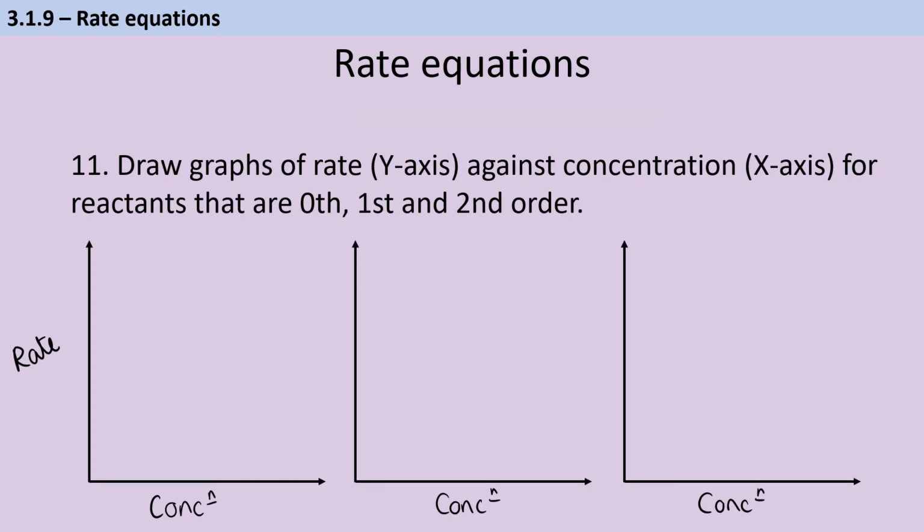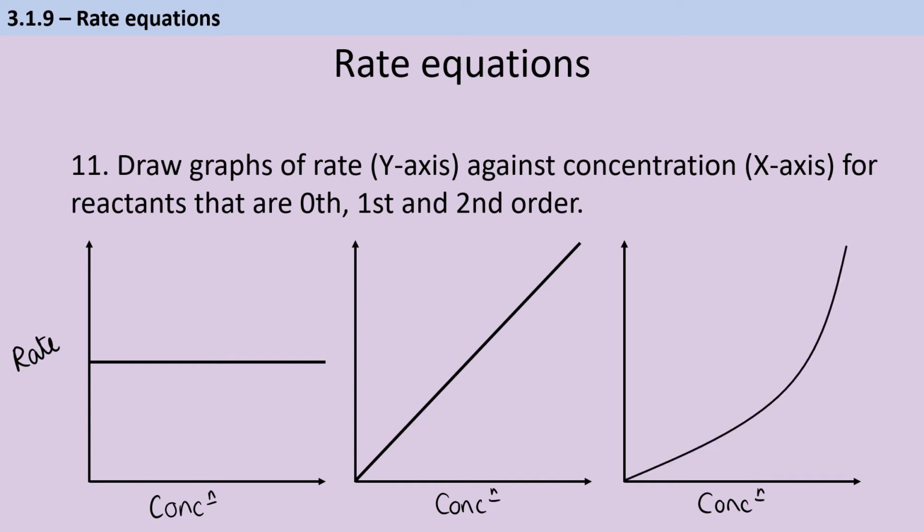If a particular reaction is 0th order with respect to a reactant, then the concentration of that reactant doesn't impact the rate, and therefore you're going to have a horizontal graph. If it's 1st order with respect to that reactant, then your graph is going to be directly proportional. So as the concentration doubles, the rate doubles, and the graph will pass through the origin, and it will be a straight line graph. And then if it's 2nd order with respect to a particular reactant, you're going to get an exponential graph. So as the concentration doubles, the rate quadruples and it's going to curve upwards.